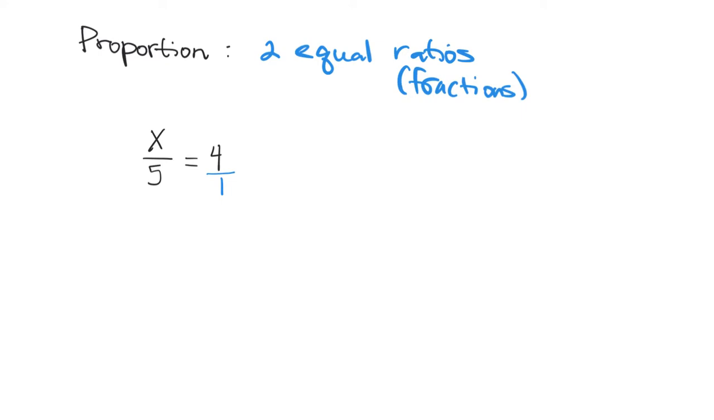To solve this, as we've been doing, if you have division by 5, you can get rid of that by multiplying by 5, and then that would cancel out there. And we would be left with x is equal to 20.